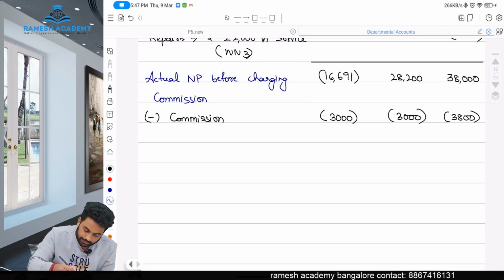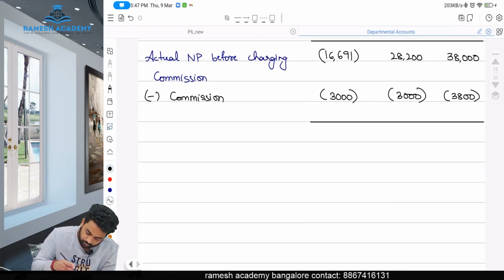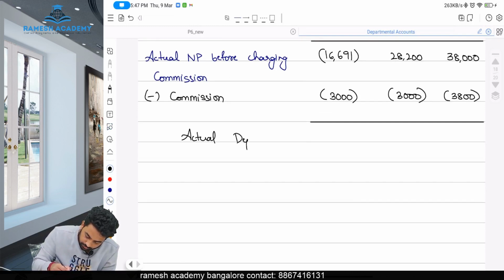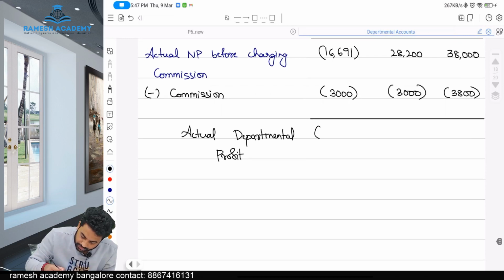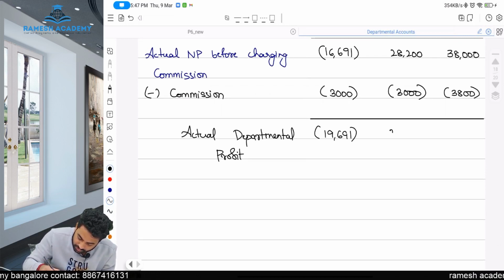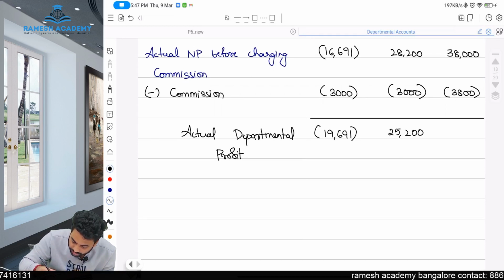Now we will get the correct departmental profit. Actual departmental profit. How much is it? It is negative 19,691. Here it is 25,200. Here it is 35,000, 34,200.